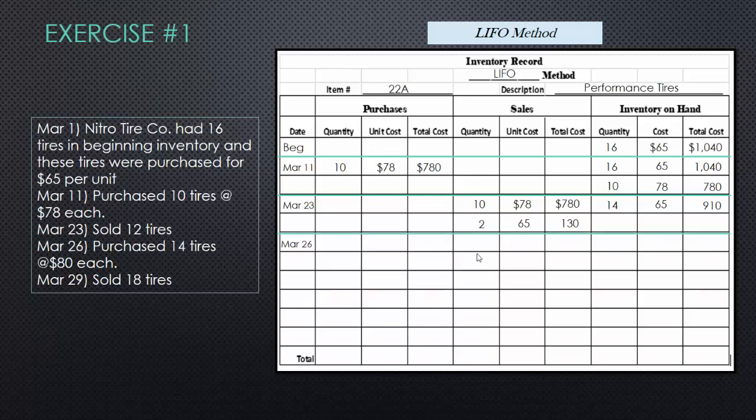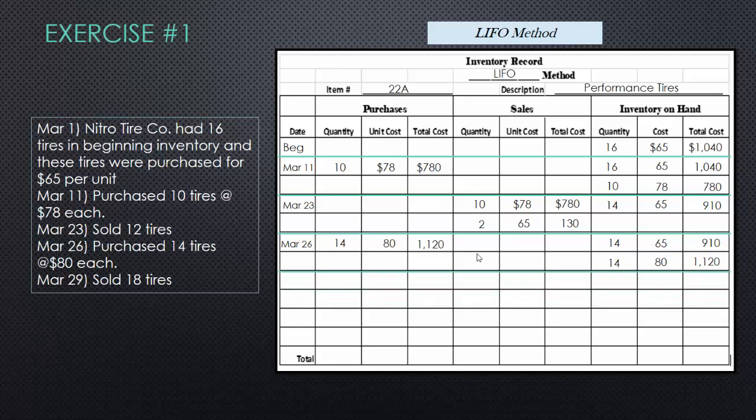On March 26th, we're going to purchase an additional 14 tires. So let's record this under the purchases section. We're purchasing 14 tires. Those tires have a unit cost of $80 a piece, which means we're spending $1,120 to acquire those tires. Again, since we're using the LIFO, we have to layer our inventory. Let's bring down what we had. We had 14 $65 tires for a total cost of $910, and then add a new layer for our purchase. We purchased 14 tires at $80 a piece for $1,120.